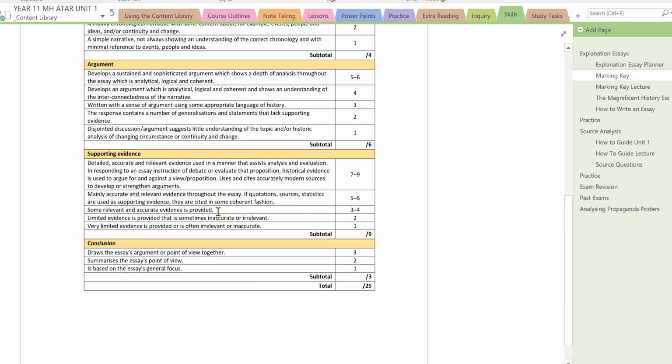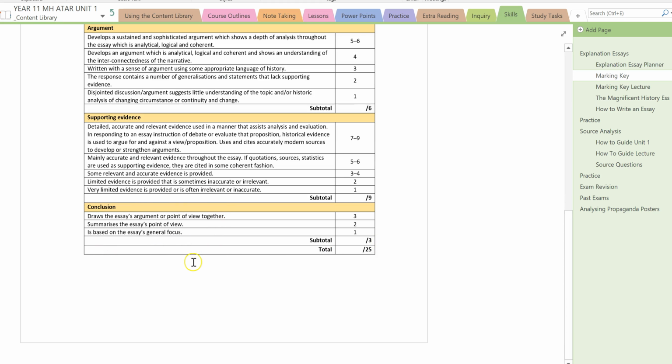So you've got relevant and accurate evidence provided, but it might not link that well to your argument. Mainly accurate and relevant evidence. If quotations, sources, statistics are used, they are cited in some fashion. So it links fairly clearly. But what you want to do to get that top mark is have a clear argument, nice and sophisticated, supported by relevant evidence that really helps to show that argument or where you sit in the debate. So that's the bulk, and that's really where your attention at this point wants to go, and that can be a bit tricky. So again, come and see me.